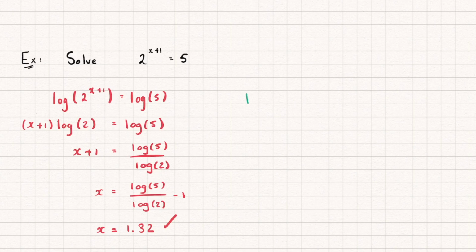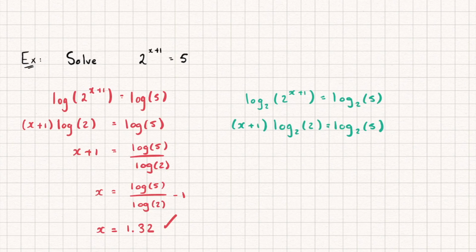So this is now log base 2 of 2 to the x plus 1 equals log base 2 of 5. Again, I'm going to use my power rule to bring the x plus 1 down from the exponent, and I get x plus 1 multiplied by log base 2 of 2 equals log base 2 of 5. Now, if we take a look at this log base 2 of 2, well, this just says, what do I raise 2 to the power of to give me an answer of 2? Well, that equals 1. So this part of the equation just goes to 1, and so I get x plus 1 equals log base 2 of 5.